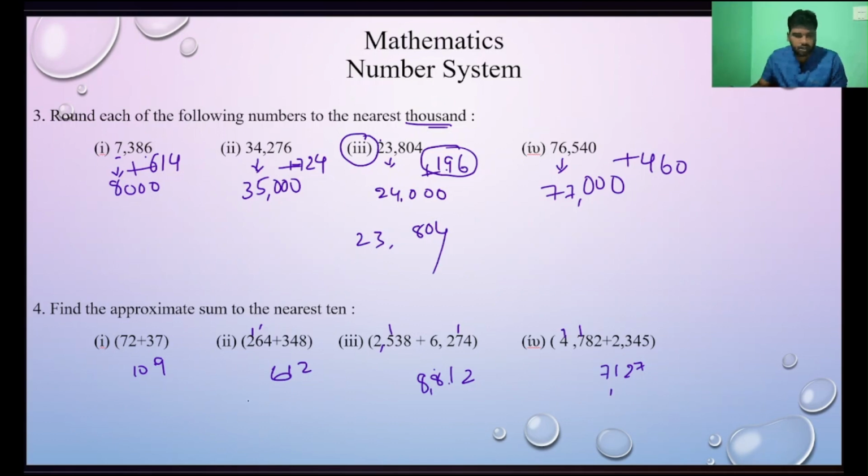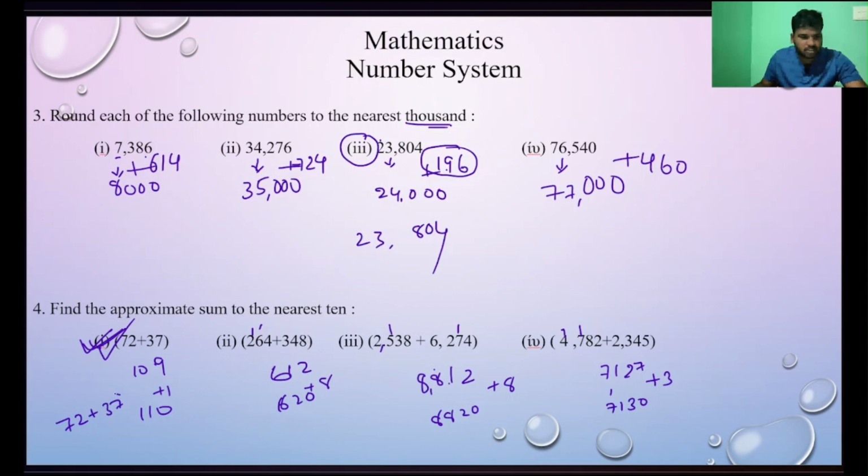Now the same procedure which we did in the session for the nearest 10, but they have given it indirectly. First we have to do the sum, and then we need to find out. I can say the answer is the first one. Why? Because if we add plus 1, it will become 110. It will become 620 here by plus 8, and again plus 8 makes 8,820, and here again also plus 3, so 7,130. So in all of these, this first option is the answer for the nearest 10. 72 plus 37 is the answer.